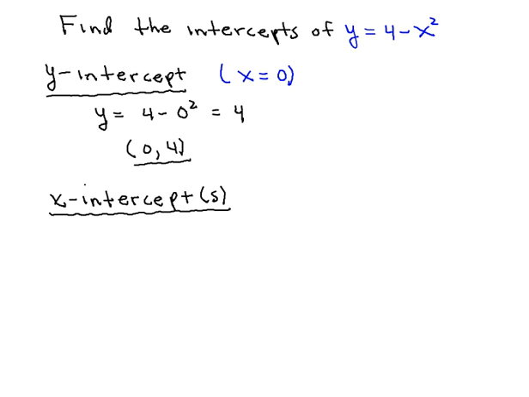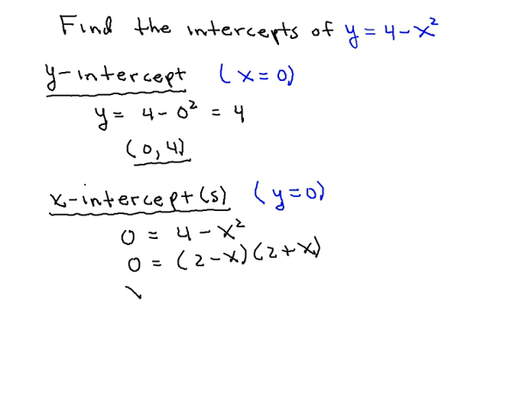Now, to find x-intercepts of any graph, if indeed there are x-intercepts, you know that that would be the place where the graph would cross the x-axis, and the y-coordinate of a point on the x-axis is 0. So to find the x-intercepts, we'll let y be equal to 0 and solve the equation for x. So in this case, 0 is equal to 4 minus x squared. And it's quadratic, and we can easily factor the equation into (2 minus x) times (2 plus x).